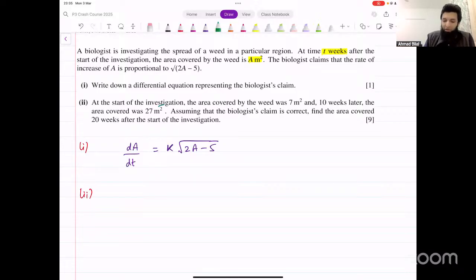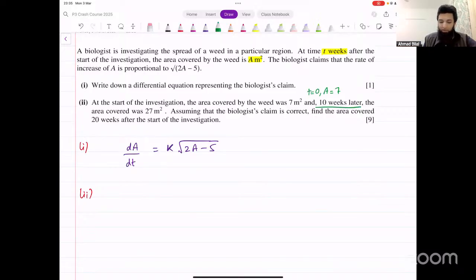Okay, now at the start of the investigation, what does that mean? That means when time is 0, the area covered, that's A, is equal to 7. So that's one point that we have. At time 0, area A is equal to 7.